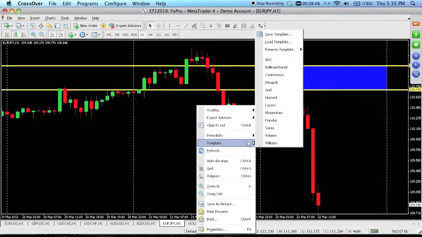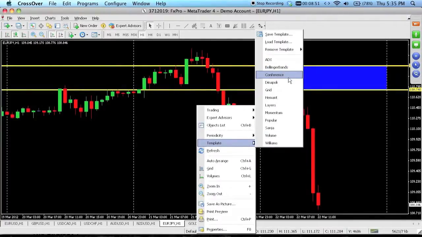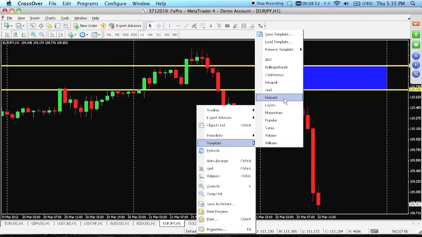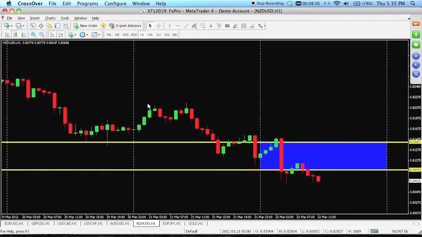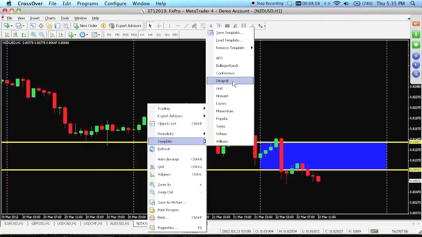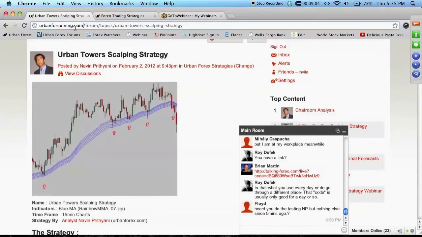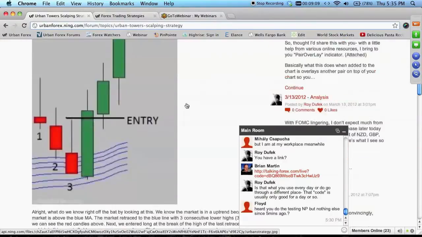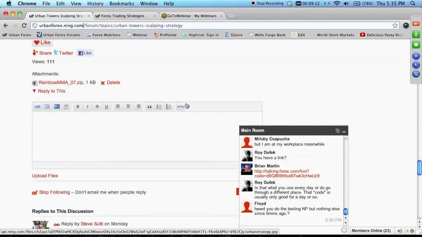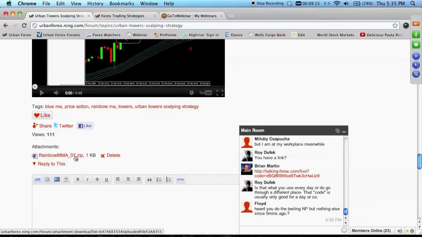Let me first go over the strategy. There are several pairs I look at, and let me load up the charts. For those of you who do not have this rainbow indicator that I'm putting up right now, you can get it on the forums page on urbanforex.ning.com. Under the forums, when you come up to the strategy, it is towards the bottom of the page. Below the video, you will see the zip file, which is the indicator. If you do not know how to use the indicator, please let us know in the chat room. Somebody is more than happy to help you get that installed.